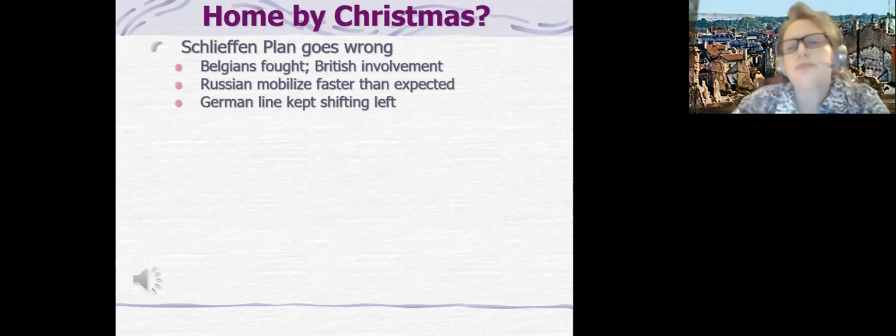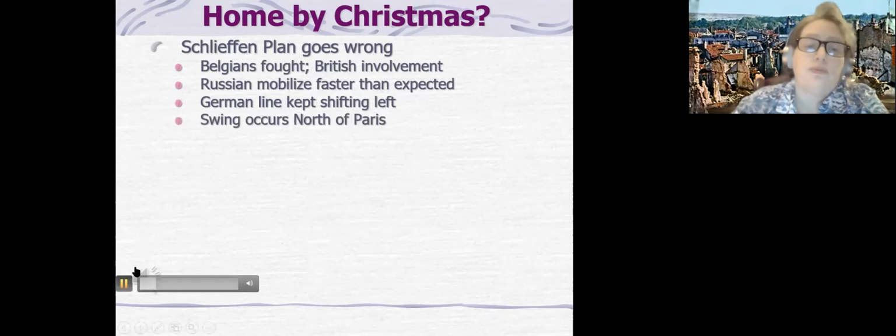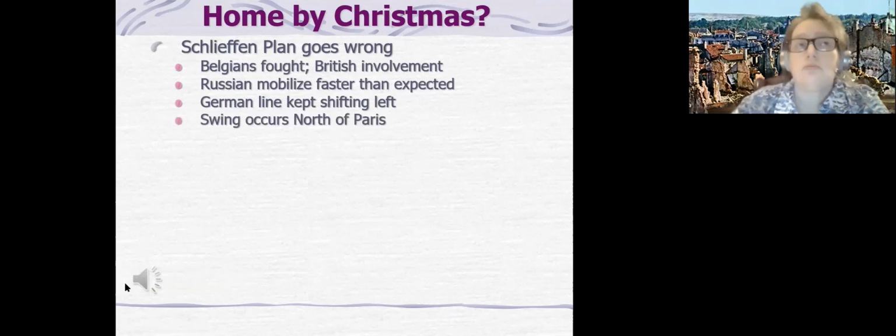Because of that, the German line keeps shifting left, and when they swing around, they're in front of Paris rather than behind it. And so they're not going to take Paris in 6 weeks. It's just not going to happen. So instead, we're going to get this.